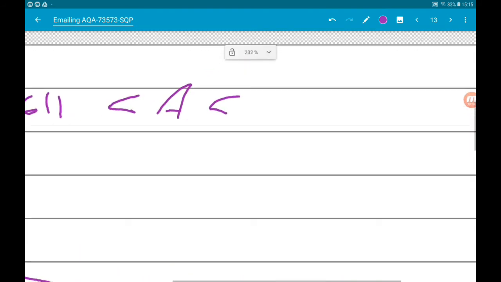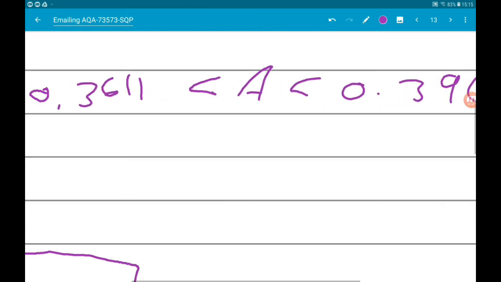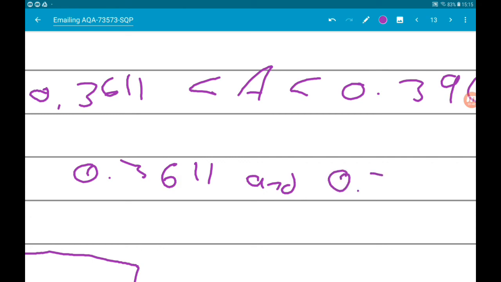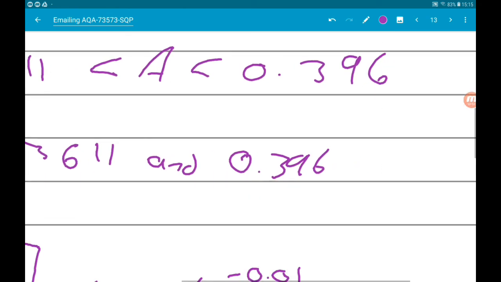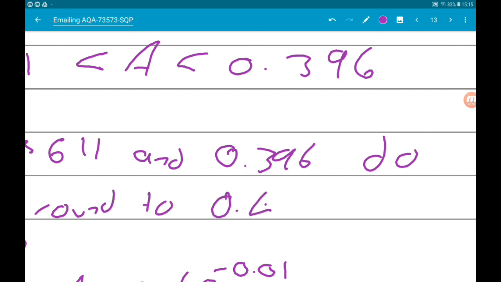So 0.396. Now 0.3611 and 0.396 do round to 0.4 to 1 decimal place. So because our under and over estimates round to the same thing, we've done it. Cool.